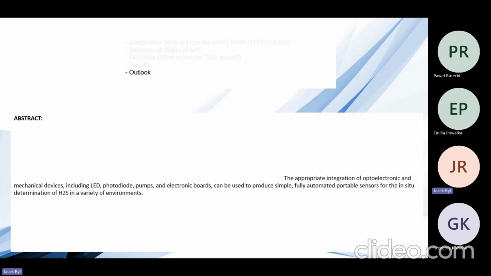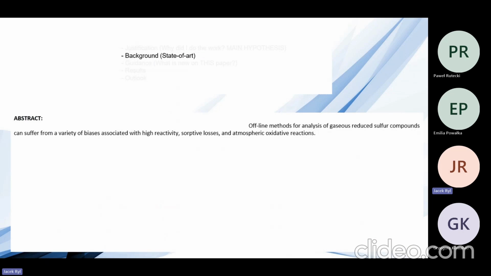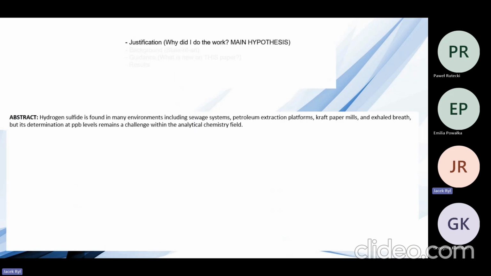Outlook: the appropriate integration of optoelectronic and mechanical devices, including LED, photodiodes, pumps, and electronic boards, can be used to produce simple, fully automated portable sensors for the in situ determination of H2S in a variety of environments. So, as you could see, in different sentences, we reach all the topics regarding what is supposed to be a good abstract. So the abstract should give all this information to the readers, to the editor, to have a first decision about this.